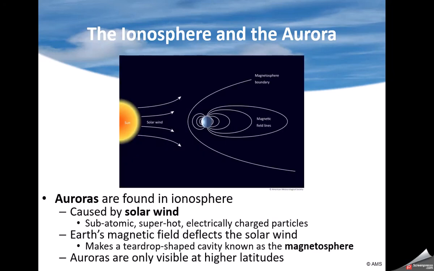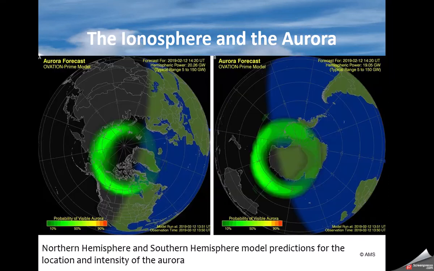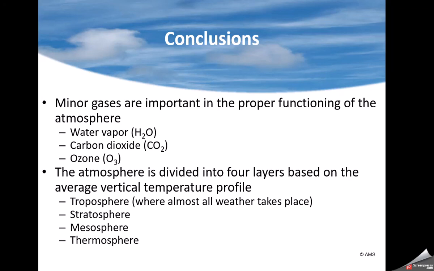Auroras are just caused by a lot of solar wind. Solar wind is magnetic particles, plasma, all coming off the sun. The more of it that comes off, the better chance for auroras to impact further and further over the world. And here you can see that. And there are a few minor, like I say, here's the minor gases and all, and the different levels of the atmosphere.